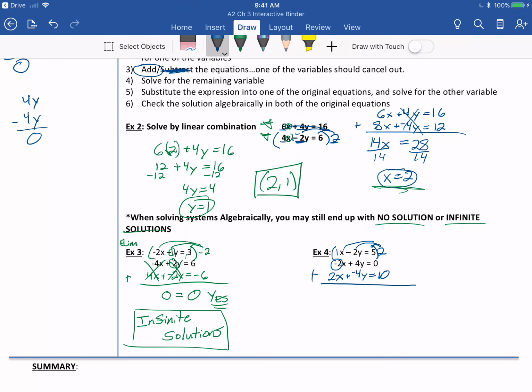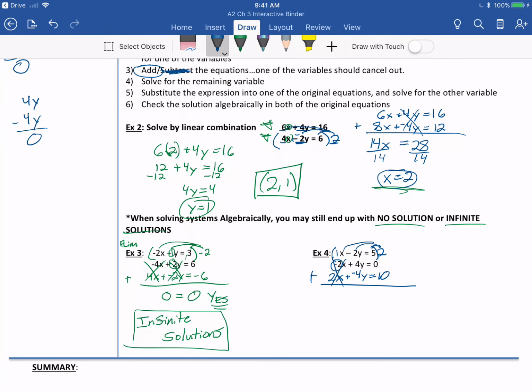All right, add these guys straight down. You notice here that, hey, my x's cancel out. That's what we were trying to do. That's good. Now we also notice, hey, my y's cancel out. All right, so now I get 0 is equal to 0 plus 10 is 10. Does 0 equal 10? No, 0 does not equal 10. So this one is no solutions.